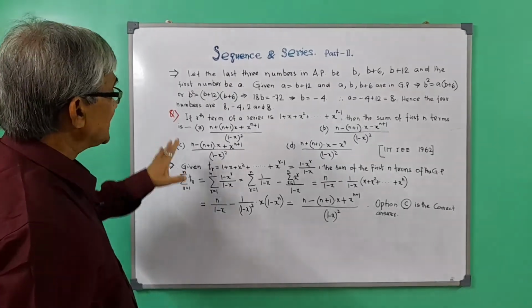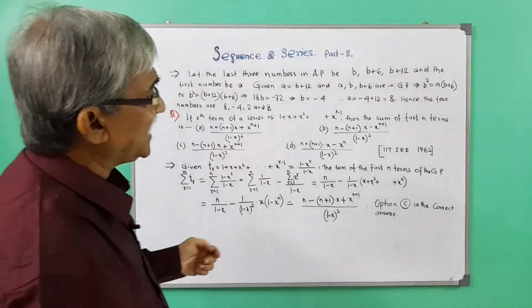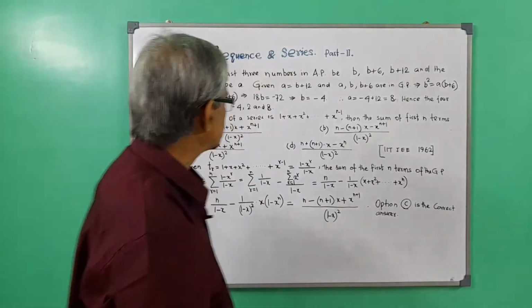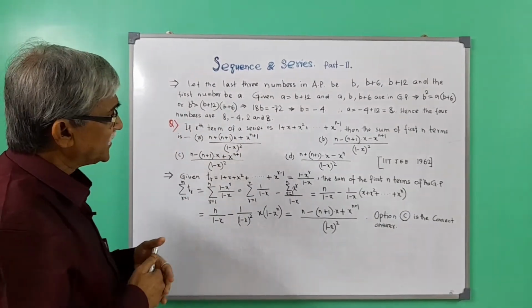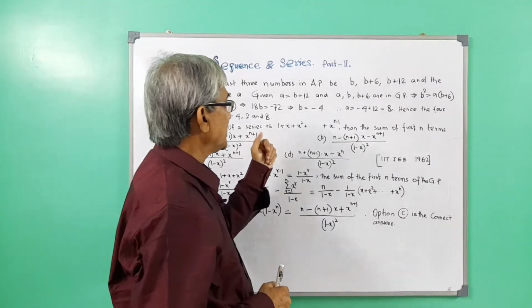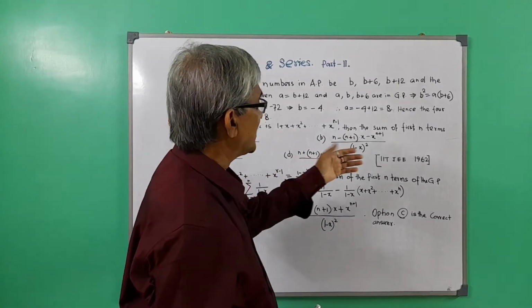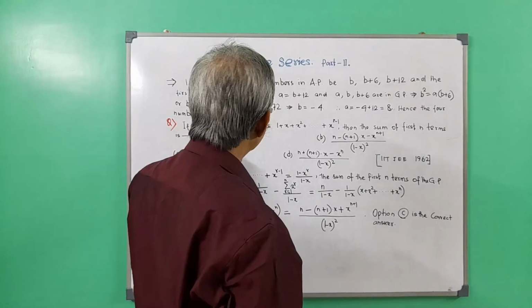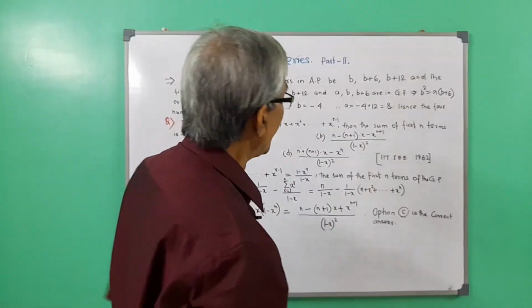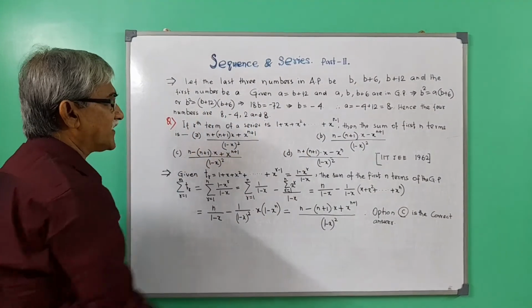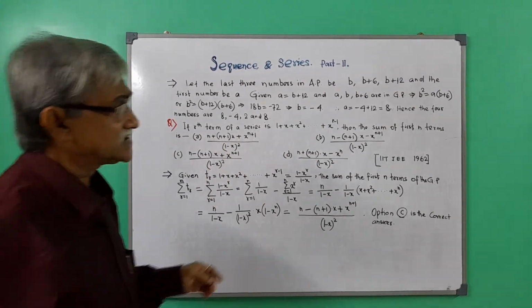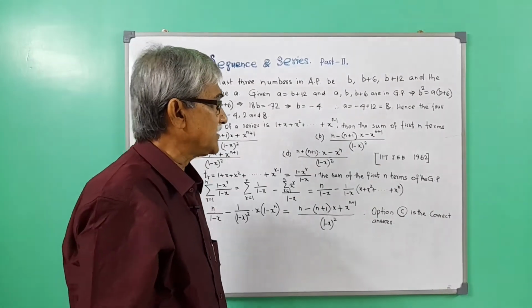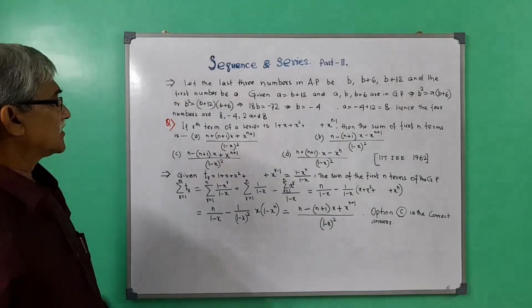Now let us take another question. This is also from the IIT joint entrance in 1962. Now if the nth term of a series is 1 plus x plus x squared dot dot dot up to x to the power n minus 1, then the sum of the first n terms is, these are the 4 options that are given. You have to select the correct option. This was set in the IIT in 1962. So let us answer it.